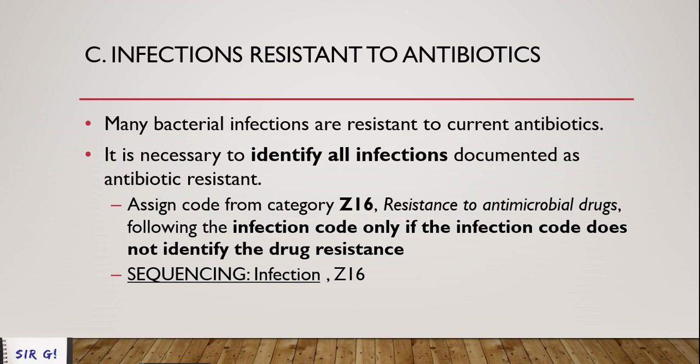Okay, your MRSA. In those cases, like your MRSA, it's already stated in the code that it's resistant to antimicrobial drugs, so you don't need to code for Z16 anymore. As per your guideline, you can only code your Z16 following an infection code if the infection code does not identify the drug resistance. So be careful with that. Be mindful that if it's stated already in the first code, it's already completely documented and reported, so you don't need to add more additional codes.